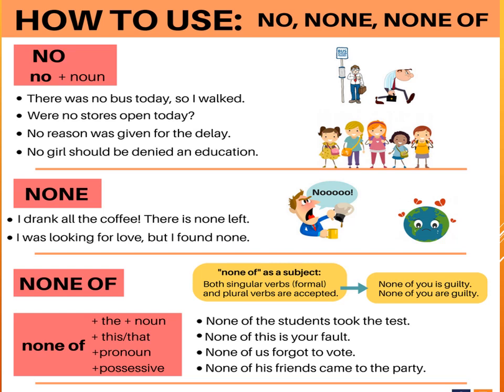Let's move on to the next quantifier, none. None is not like no. None doesn't sit before a noun. It stands independent. It doesn't require a noun. I drank all the coffee. There is none left. So here none is not being followed by a noun, and therefore it is a quantifier but cannot be termed as a determiner.